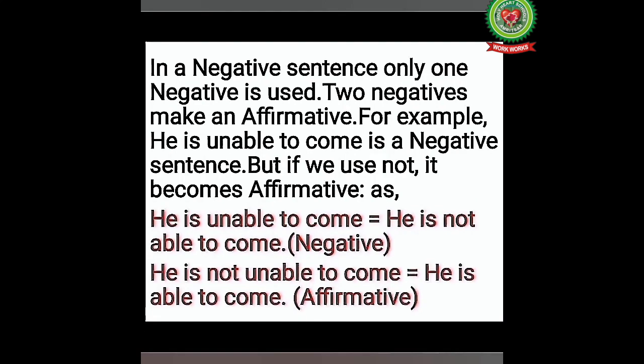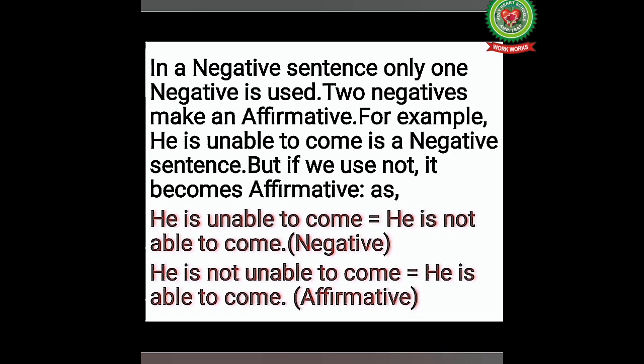For example, he is unable to come is a negative sentence. But if we use not, it becomes affirmative. As he is unable to come, its meaning is he is not able to come, and it is a negative sentence. He is not unable to come. In this sentence, you can see there are double negatives. And if there are two negatives, the sentence becomes affirmative. So the meaning of this sentence is, he is able to come.